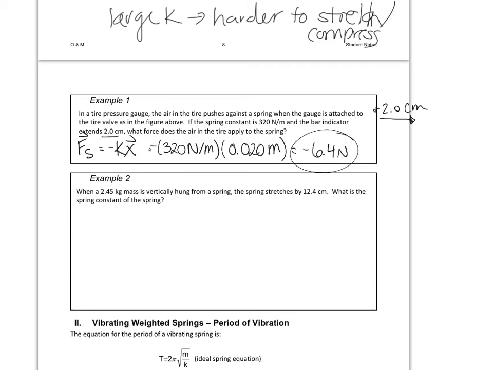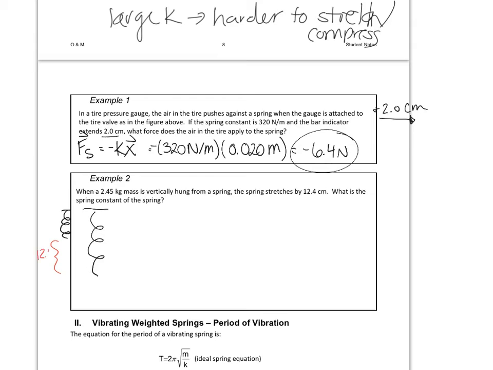Example 2, when a 2.45 kilogram mass is vertically hung from a spring, the spring stretches by 12.4 centimeters. What is the spring constant of the spring? So what I'll do is draw a little diagram for us first. When we see a spring, it would have a normal resting length or compression. If we are hanging something from a spring, it is stretched in this case. So it says it is stretched by 12.4 centimeters.